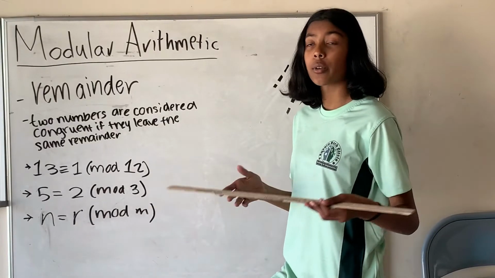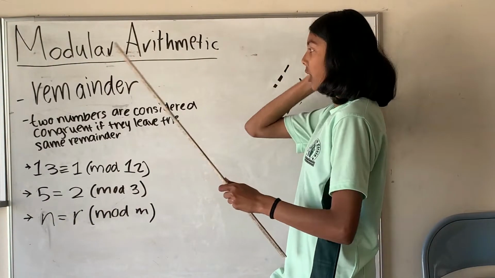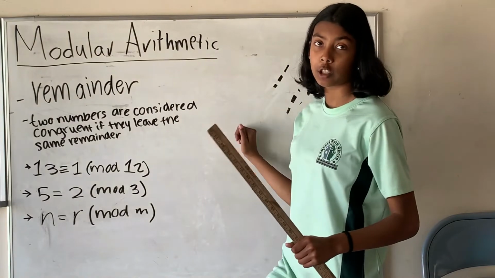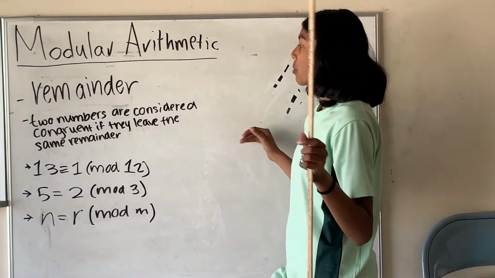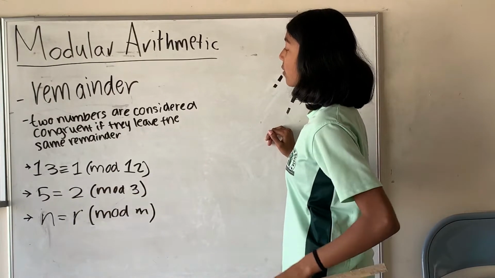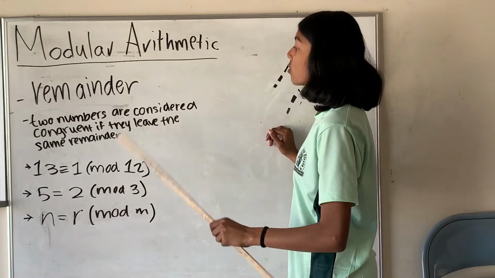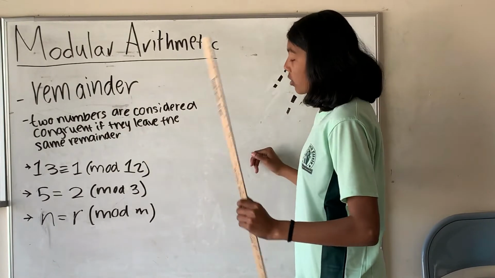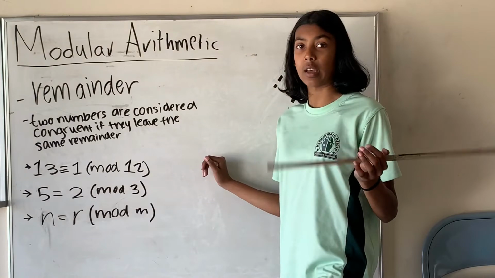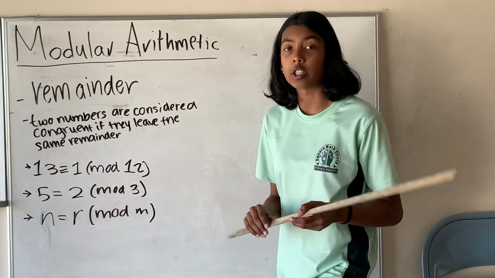Now let's move on to our last topic of today, which is modular arithmetic. And whenever you think of modular arithmetic, you should think of the word remainder. So one thing about modular arithmetic is that two numbers are considered congruent if they leave the same remainder. So here are some examples of what happens in modular arithmetic.